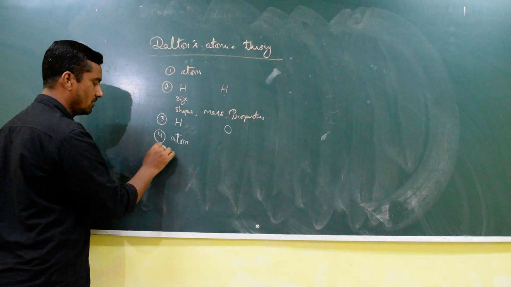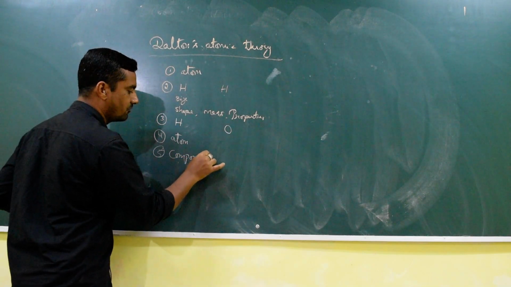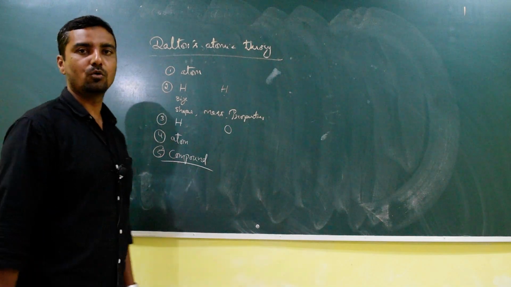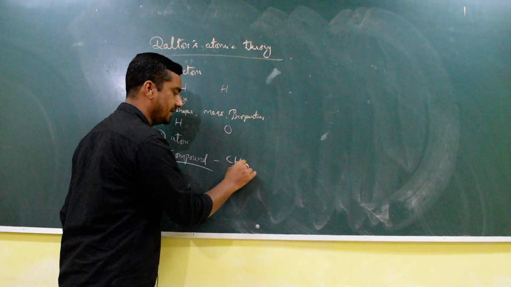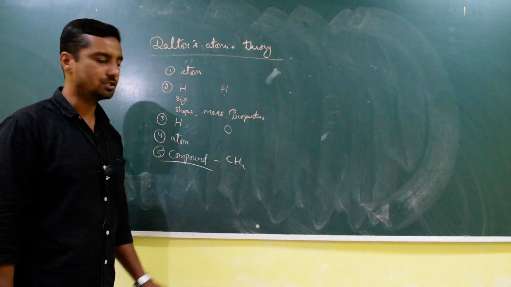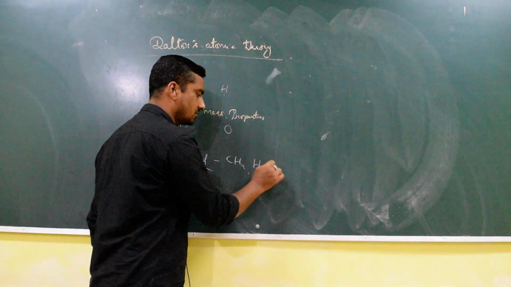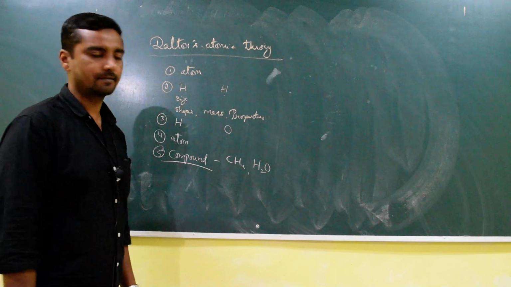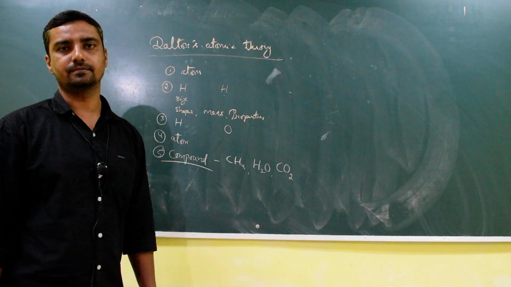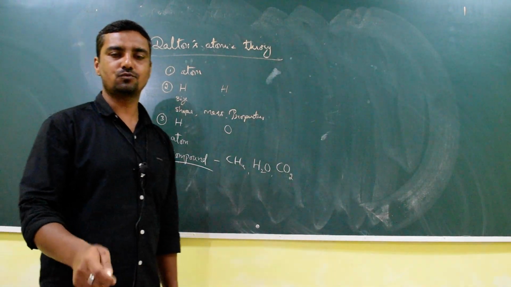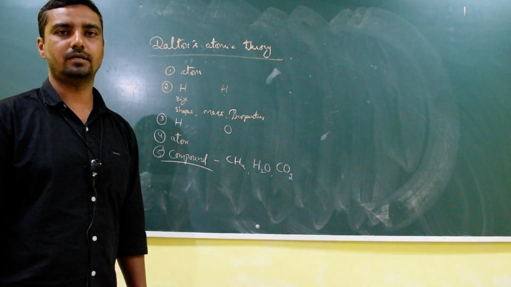So come for the fifth one, the compound, right? The compound is formed by the combination of two or more different atoms. For example, CH4, methane, is a compound. It is formed by the combination of carbon and hydrogen. Water is a compound, formed by the combination of hydrogen and oxygen. Carbon dioxide is a compound, formed by the combination of carbon and oxygen, right? So a compound is formed by the combination of two or more different atoms.